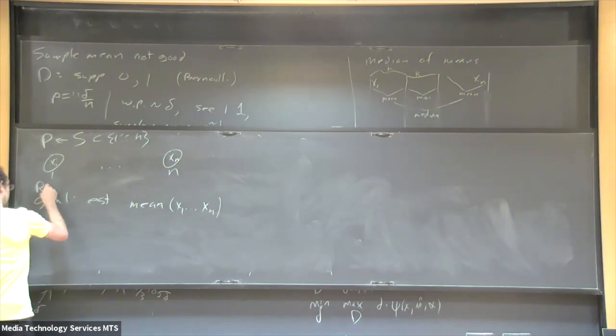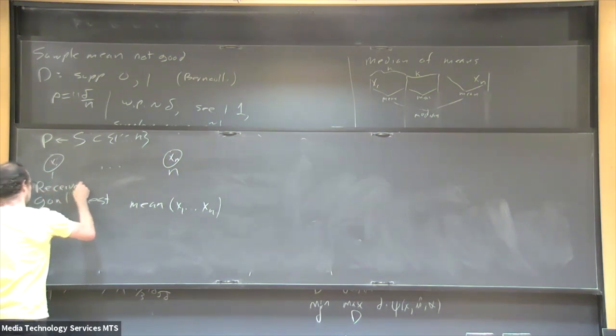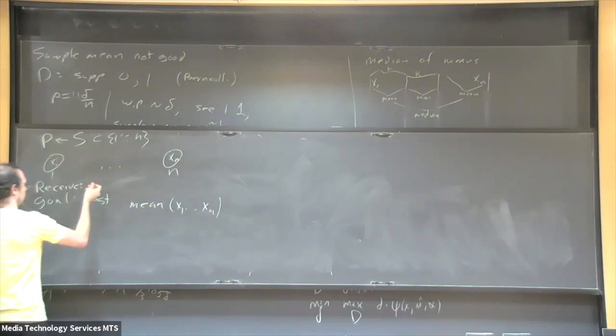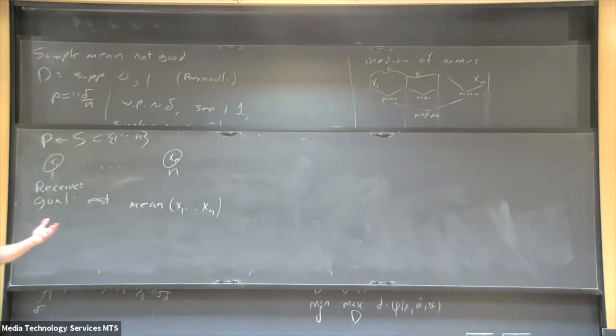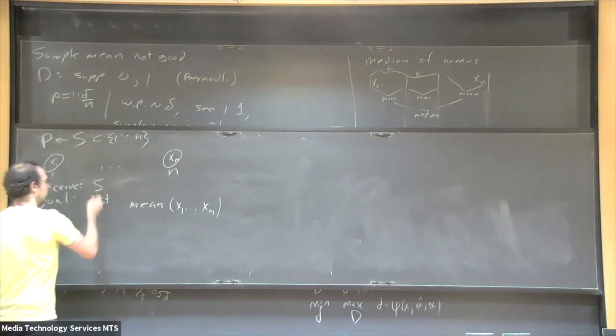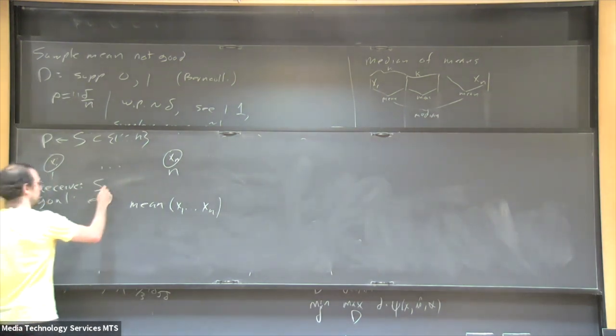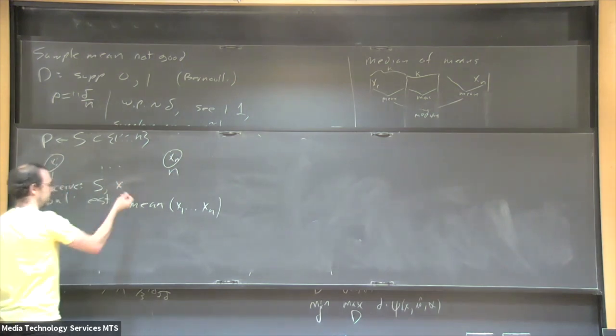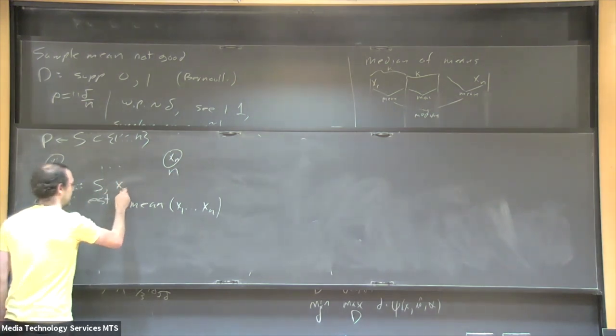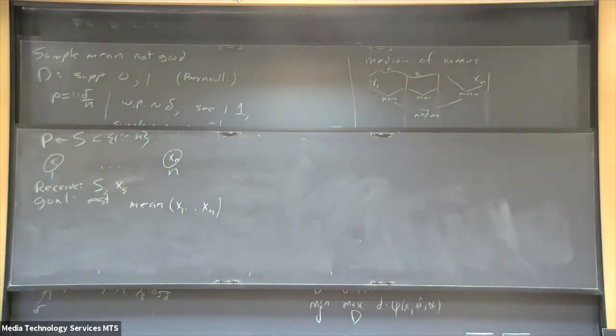So the game is that we receive the following. We get a sample of data from the people in S. We're told who we've got data from, and we're told X sub S, the data values of the people that we sampled. So this is the problem. How well can we do?